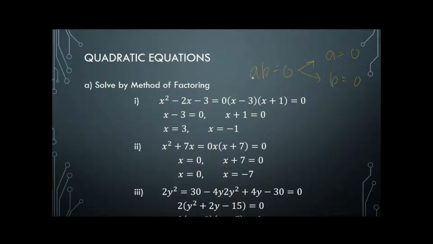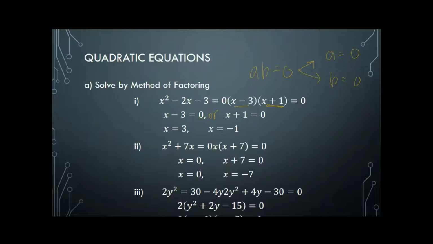All right, so when you multiply two numbers and get 0, either one of these is 0 or both are 0. Therefore, we just write like this: x minus 3 is 0, x plus 1 is 0, right? This should be all. So if x minus 3 is 0, the x is 3. If x plus 1 is 0, the x is negative 1.